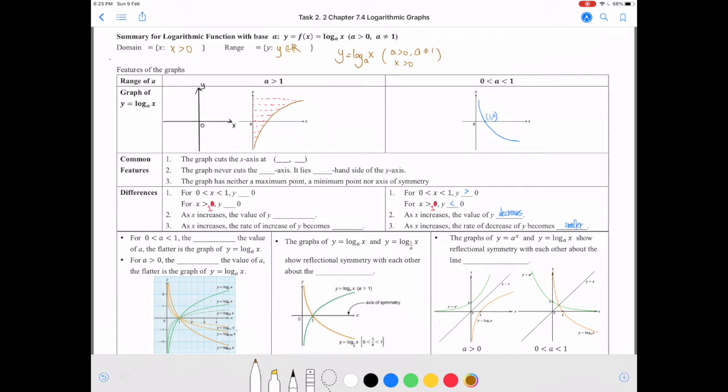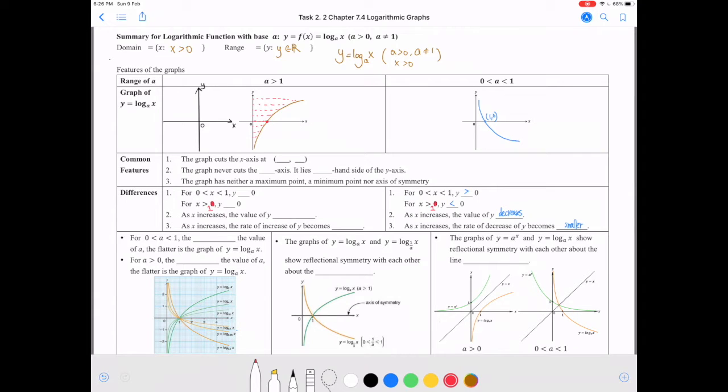The second thing, we will talk about the common features. We actually have two special cases. One is a is bigger than 1, and the other one is a is in between 0 and 1. They both have the common features. But let me just talk about the first case, a bigger than 1. So the first common feature is the graph cuts the x-axis at one point. You can see the graph cuts the x-axis at this point, right?